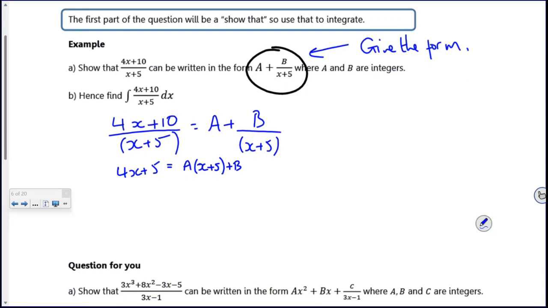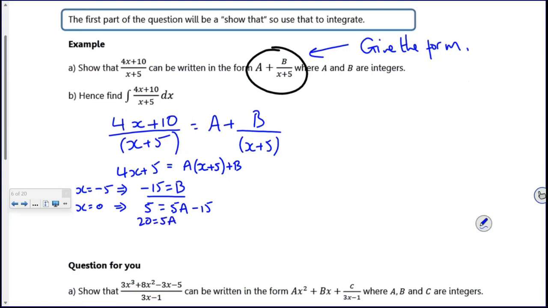So if I use x is minus 5, I'll have minus 20 plus 5 is minus 15. A disappears, so that's b. Now I've got no other number to get rid of b to find a. So if I just use 0 with the minus 15, 4 lots of 0 plus 5 is 5, so that's 5a. B is minus 15. So if I take the 15 over, it's 20.